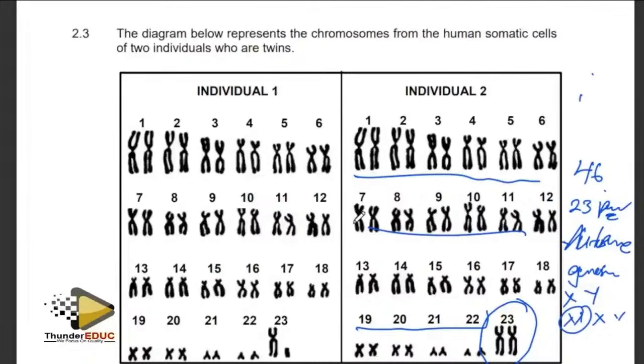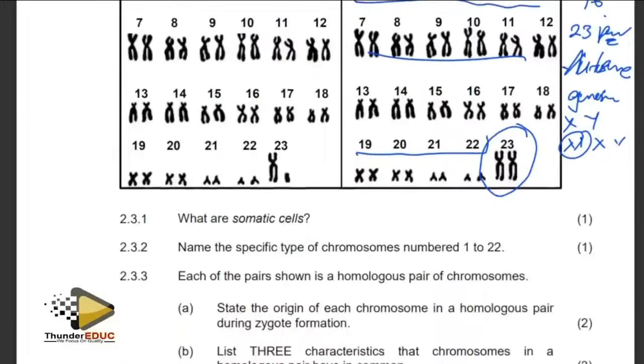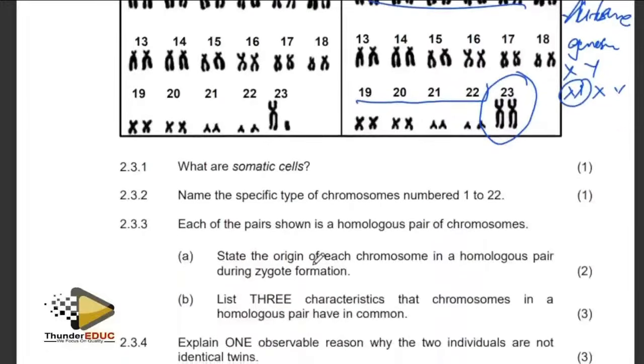Now, let's go to another question on karyotype, just in case, because I was describing the 6-mark question, but there can be a few more questions here. What are somatic cells? Somatic cells are body cells. Name the specific type of chromosome number 1 to 22. I said it is the autosome. Each pair shown is a homologous chromosome. State the origin of each pair of chromosomes.